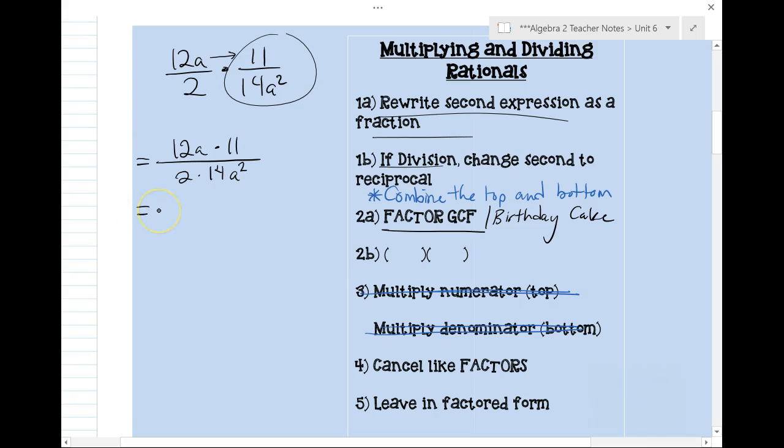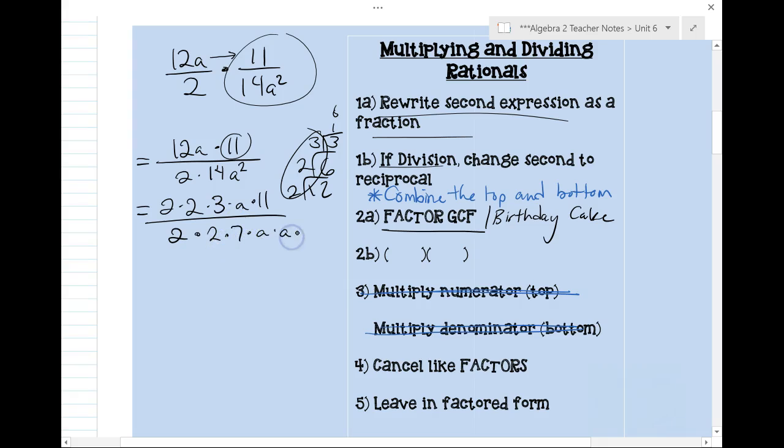So let's break down the 12. If we put that over here, divide by 2, then divide by 2, then divide by 3, and there's our little candle. So if I break down the 12, it's 2 times 2 times 3, and then times a, and then this 11 is a prime number, so we can't really break that down. Then let's rewrite the 2, because that's a prime number. And then we know that 14 breaks down to 2 times 7. And then we have a times a, because of the a squared. So now, what you want to do is cancel the like factors.